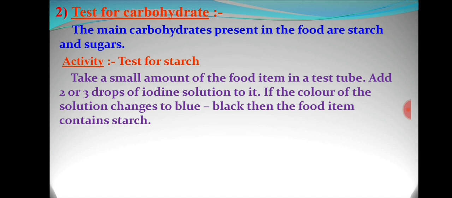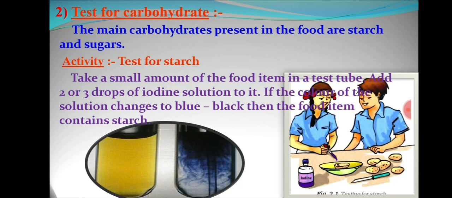How will you test for starch? Take a small amount of food in a test tube. Add 2 or 3 drops of iodine solution to it. If the color of the solution changes to blue black, then the food item contains starch. You can take a slice of potato and put 2-3 drops of iodine solution on it, and you will see the color turns blue black. If the color turns blue black, this confirms that it contains starch.